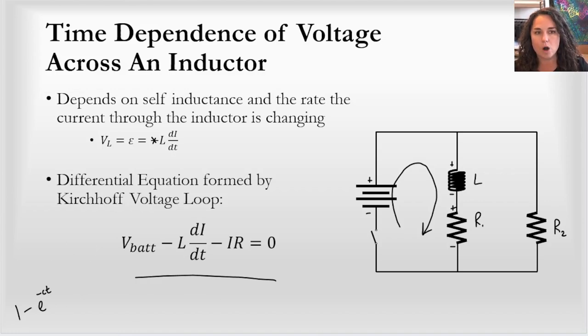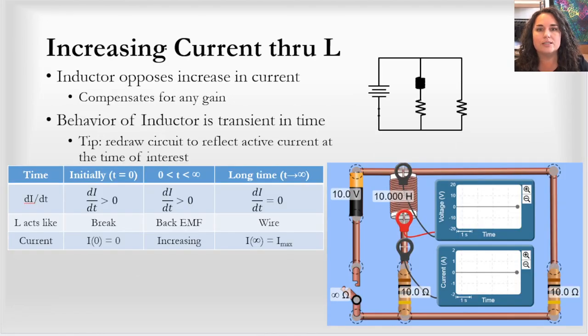But what I wanted to walk us through was the time dependent behavior of that inductor as the current through it changes, like we did with the capacitor in an RC circuit. All right. So what we're going to remember is that the inductor opposes increasing current, and it's going to compensate for any gain in current.